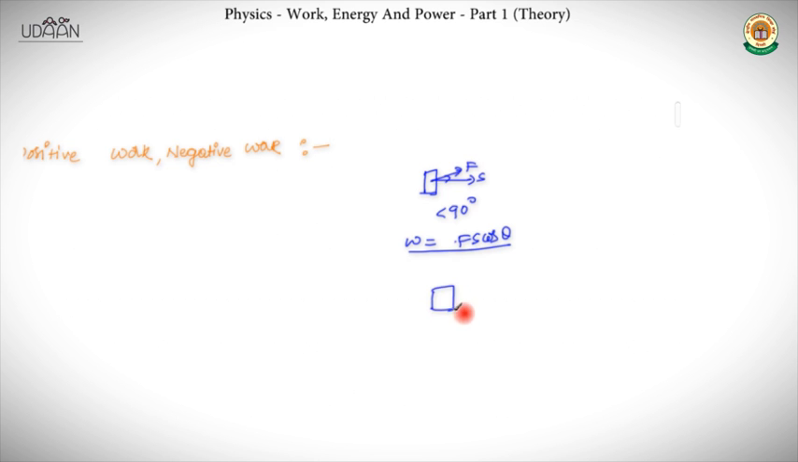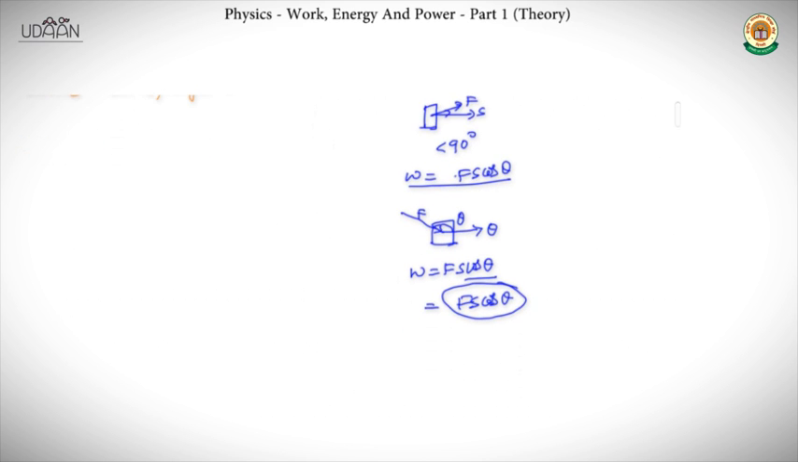And now negative work. If the force is being applied in this direction and the body is moving in this direction, the angle between them is greater than 90 degrees. In this case, work is Fs cos theta, and we know if theta is greater than 90 degrees, cos theta is a negative term. So the entire quantity Fs cos theta will be negative. In this case, we call it negative work.